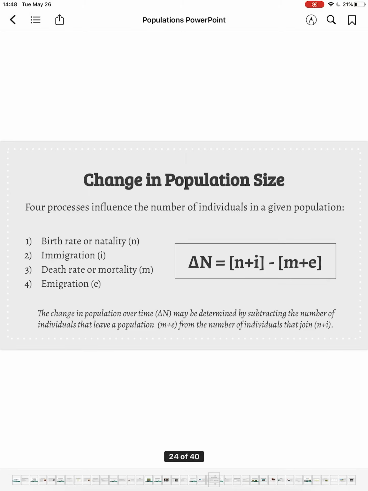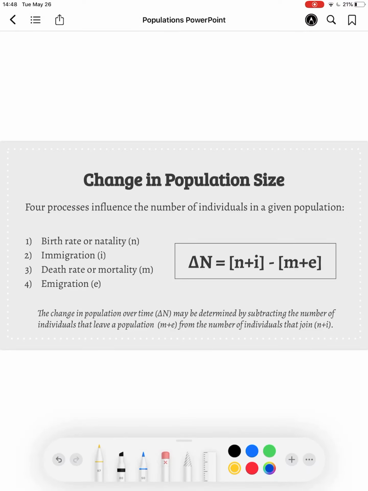The next one is looking at changes in population size. There are four things that can change your population size. The first is birth, or natality, as it's called. I like to put signs by this. The plus sign means you're adding things to the population.